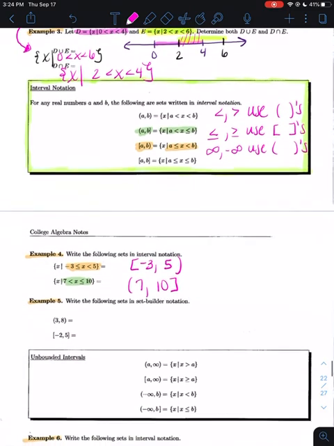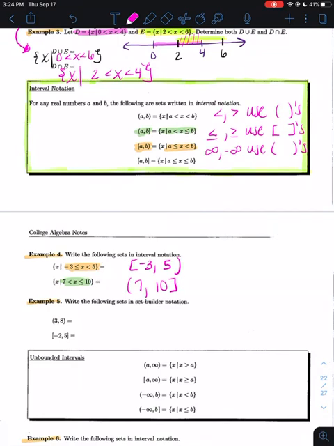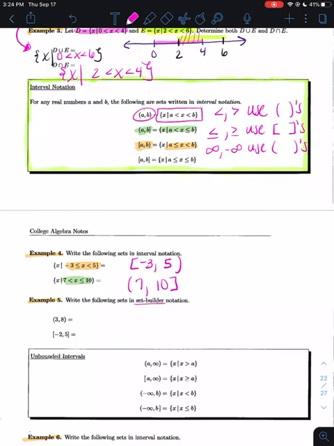All right, let's go reverse, the opposite way. I have a 3, 8. Well, if you have two parentheses with a comma in the middle, then your answer is going to look like this. So if I write this in set builder notation, this would be the set of all x such that x falls between 3 and 8.